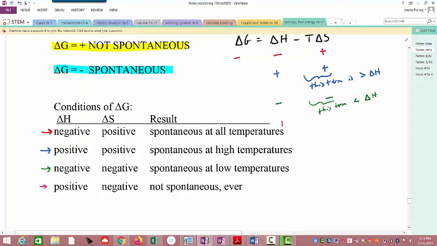But when delta H is positive and delta S is negative, it's not spontaneous ever because your delta G will always come out to be positive.